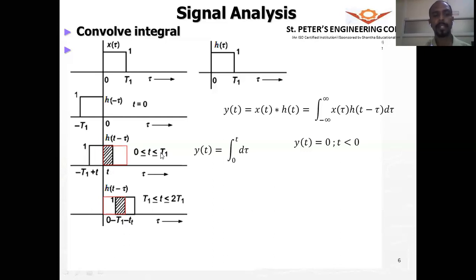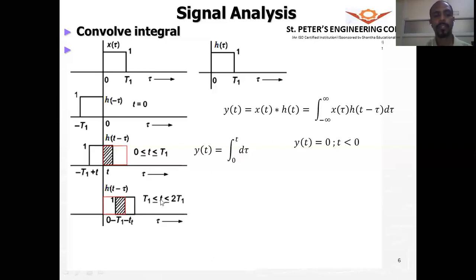When small t is greater than t1, then the t end is gone. What is this end? When I say I've shifted this signal by t units, this is h of minus tau. If I shift this by t units, I get h of t minus tau. So this end we call it as t, and this end we call it as t minus t1. So therefore, this end is t minus t1.